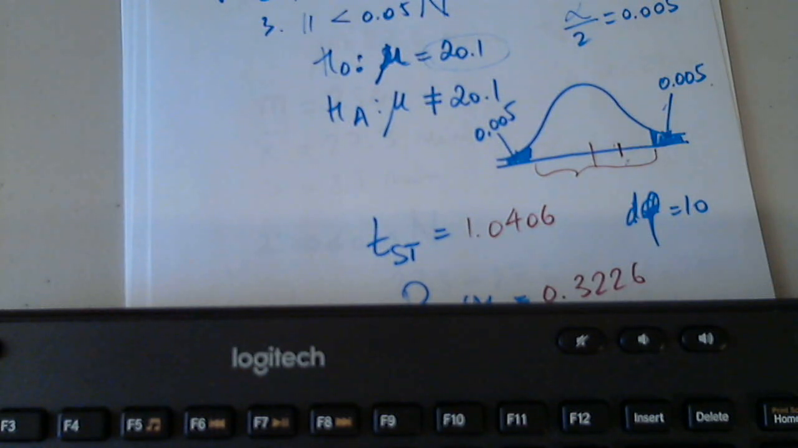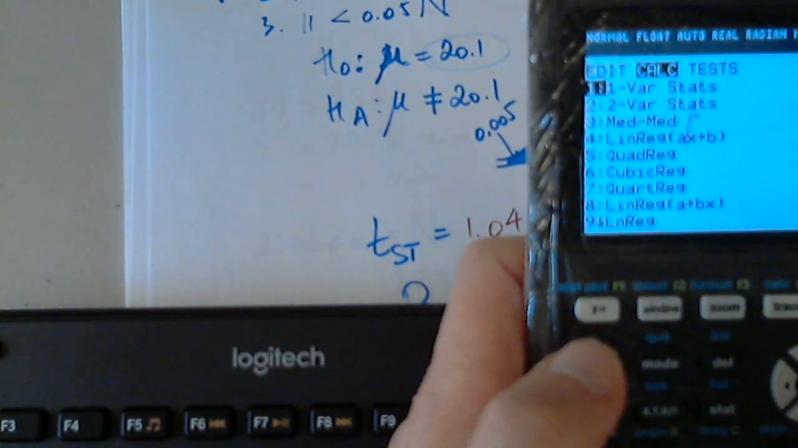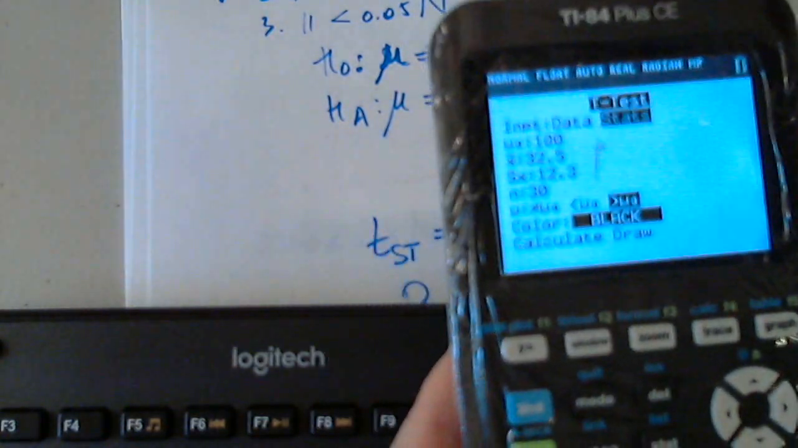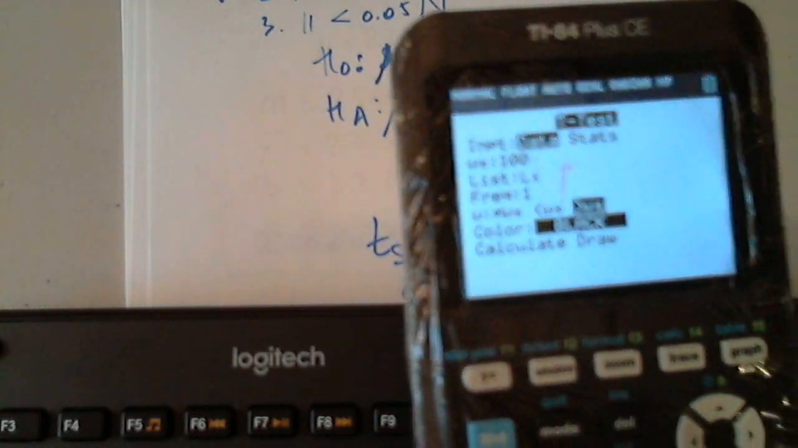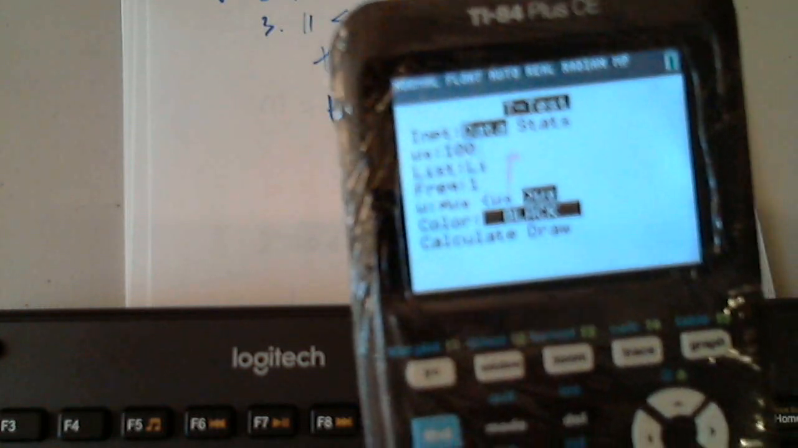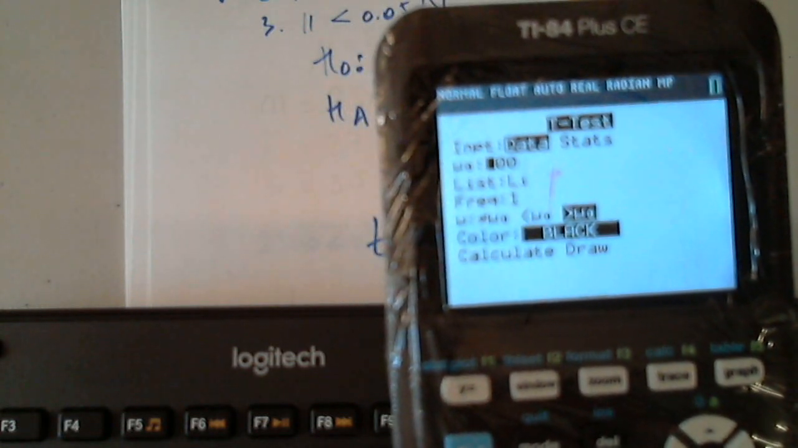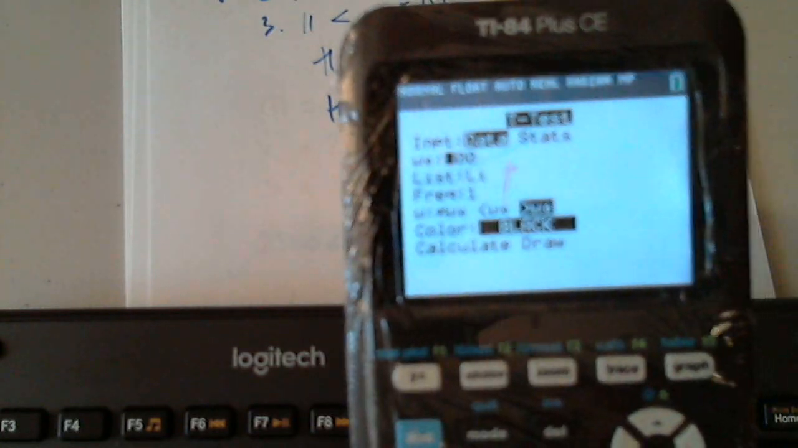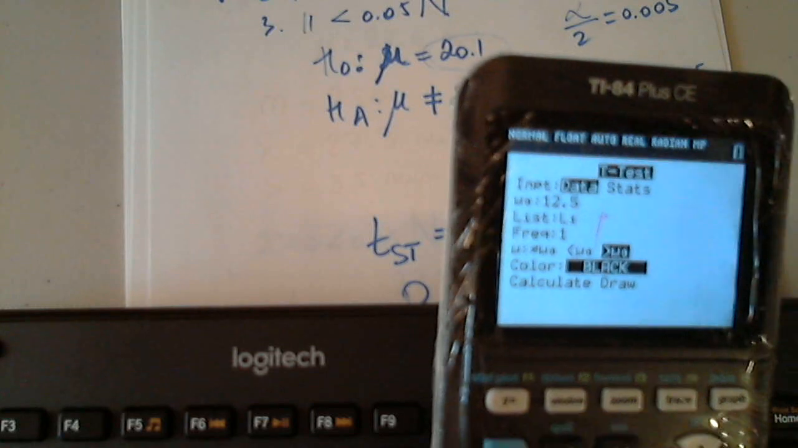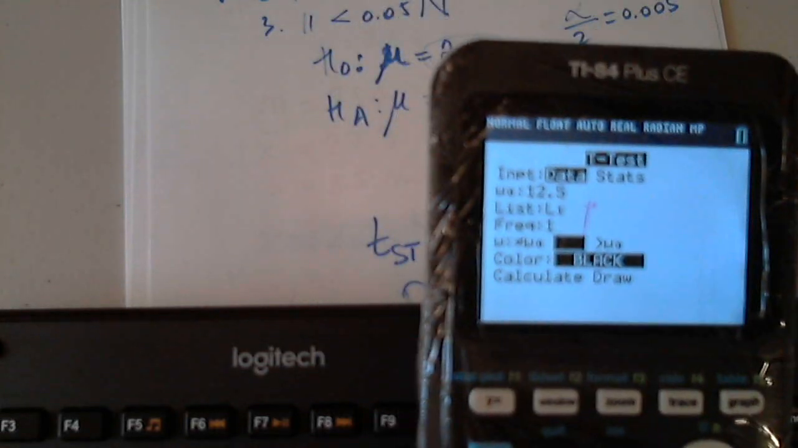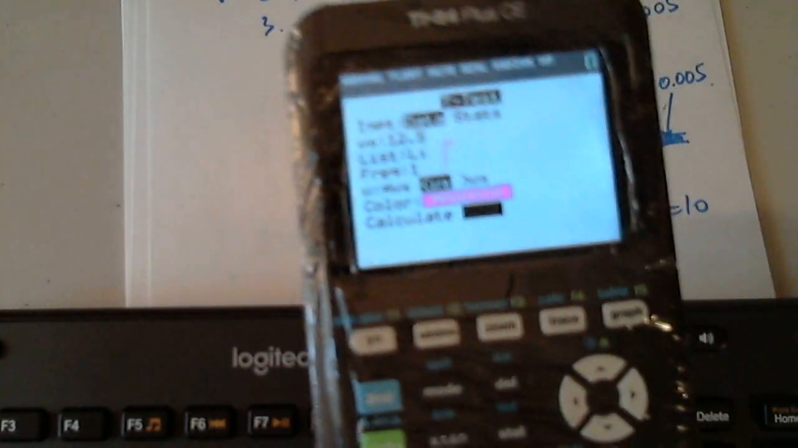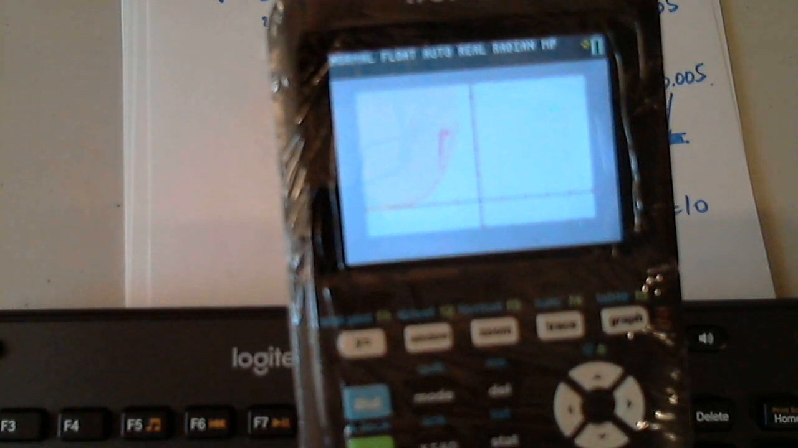Good. The test statistic is, so we have the data. Go to stats, go to tests, and this is a t-test. And this time we have the data. Mu0: where is our mu0? The balls should be inflated to between these values, so that's our 12.5. Mu0 is 12.5, list L1, and we are looking at the left tail test. They're underinflated. And we draw. So I got negative 7.45.